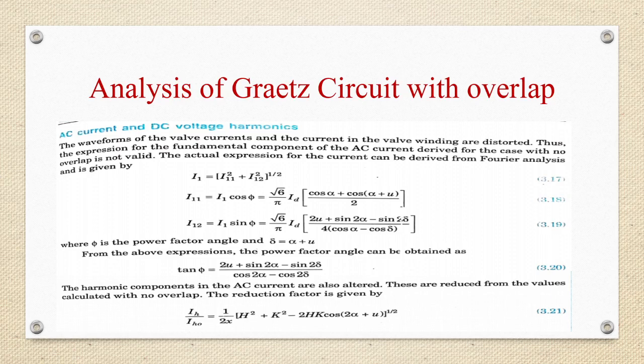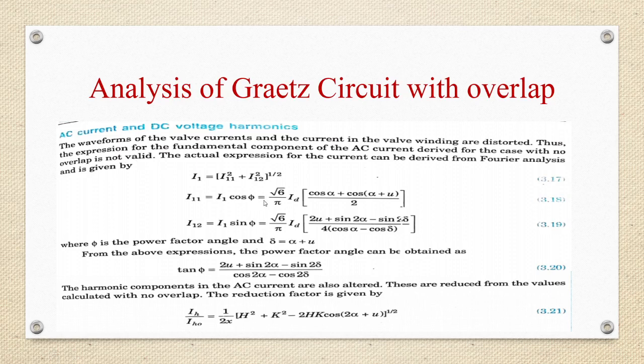Or we can write this as I1 is equal to root of I11 square plus I12 square. Where I11 is what here? I11 is I1 cos phi and I12 is I1 sin phi.